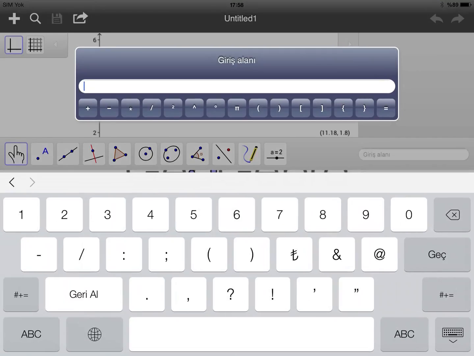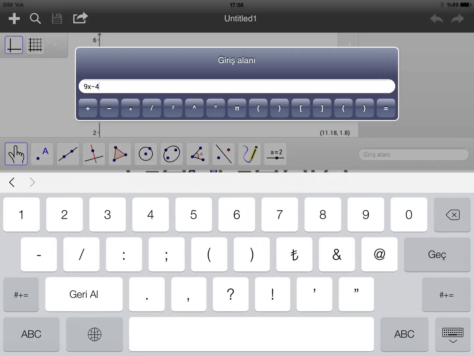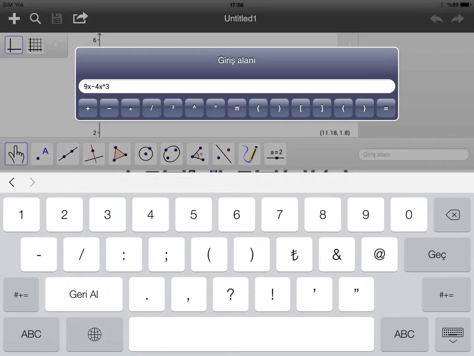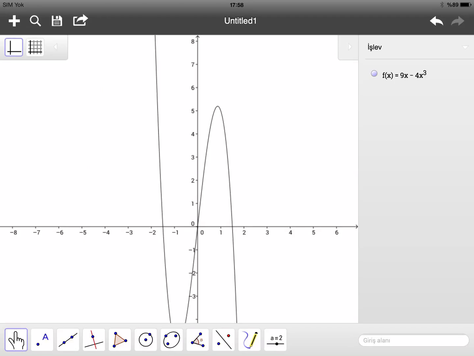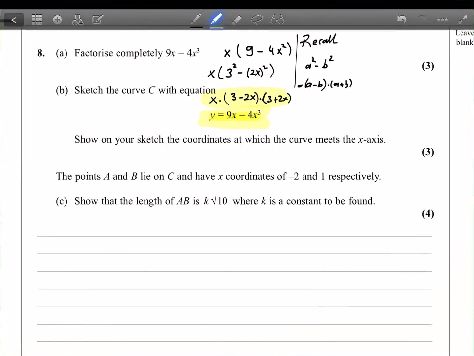Our equation is 9x minus 4x to the power 3. Let's see, that is the graph. The question says, show on your sketch the coordinates at which the curve meets the x-axis, and we can find at which points the curve meets the x-axis.